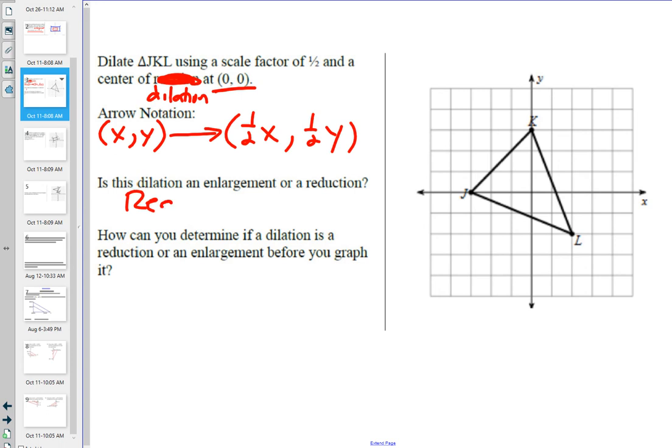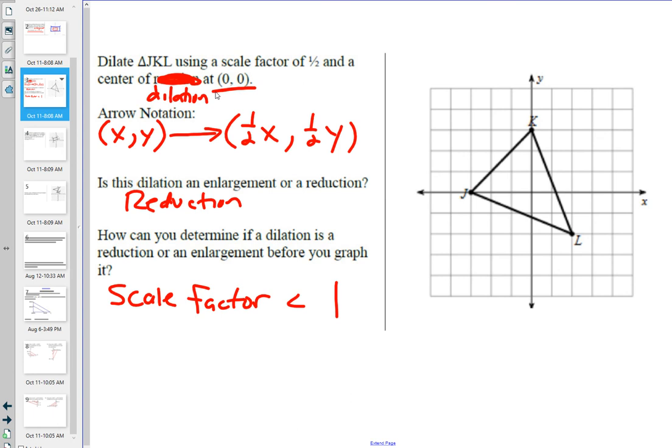Sarabi did say this is a reduction. How did you determine that it was a reduction? I haven't actually dilated anything. The scale factor. The scale factor is less than one. Let's actually go and apply this though.